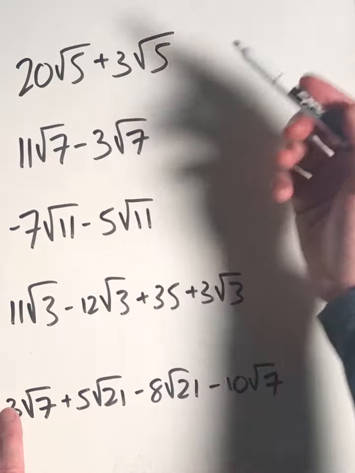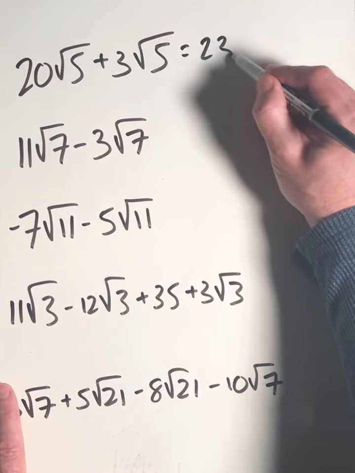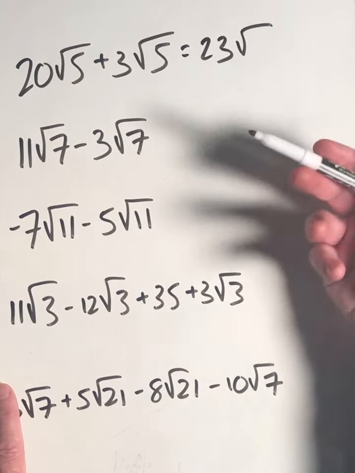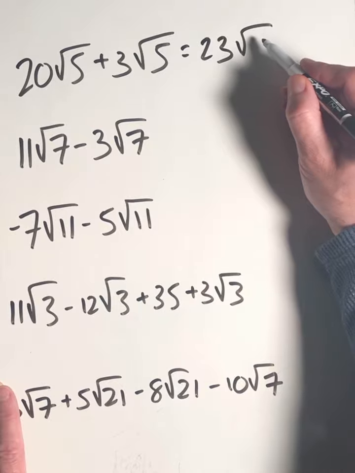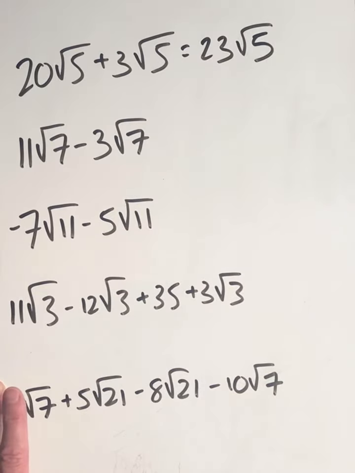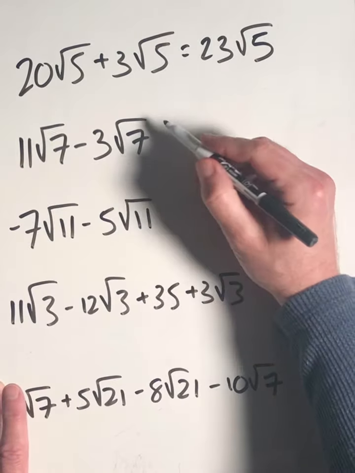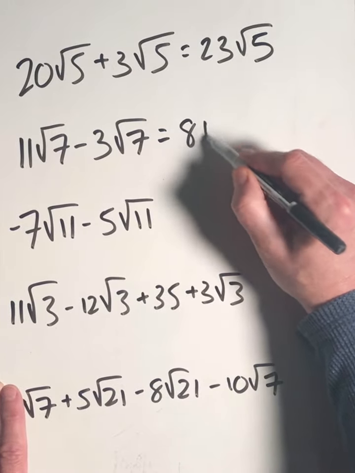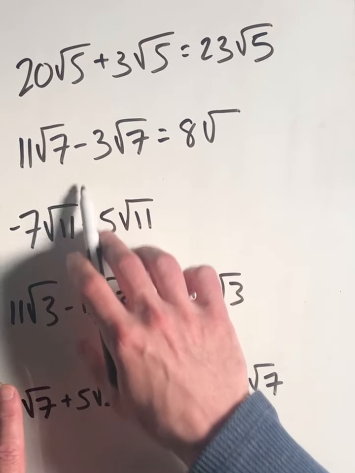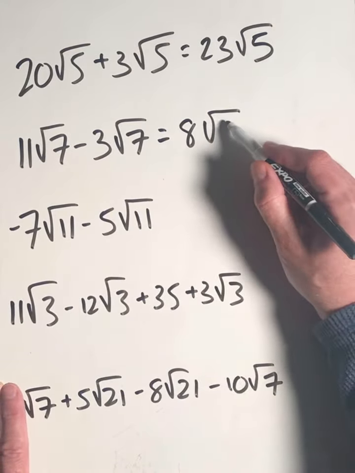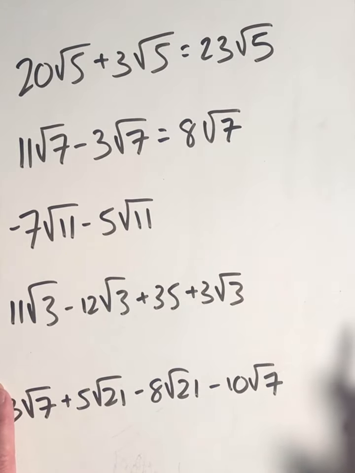20 of something plus 3 of something would be 23 of that thing. So 20 radical 5 plus 3 radical 5 would be 23 radical 5. 11 of something minus 3 of something would be 8 of that thing. So 11 radical 7s minus 3 radical 7s would be 8 radical 7s.